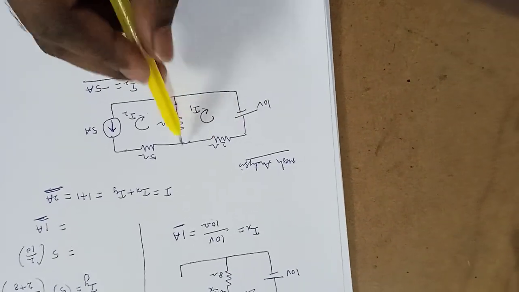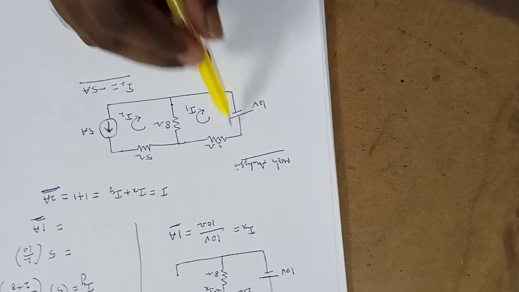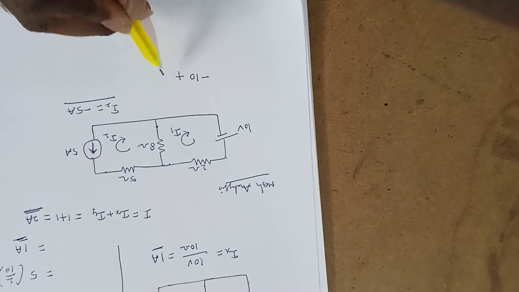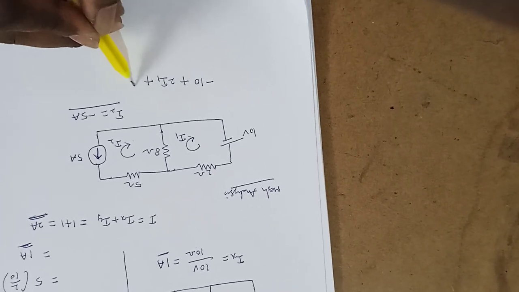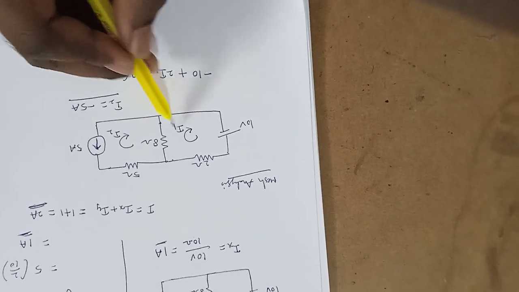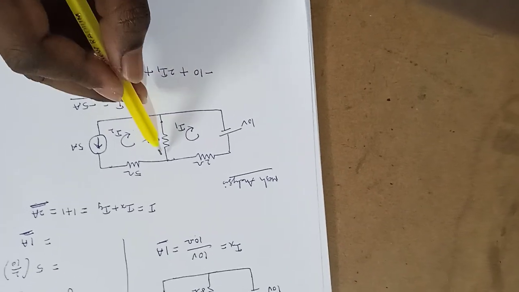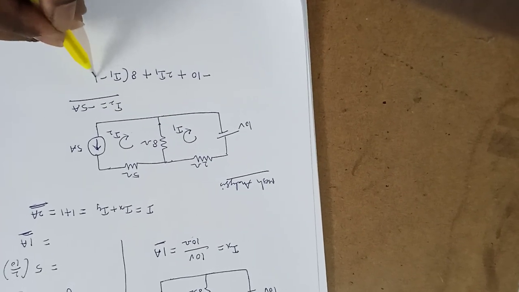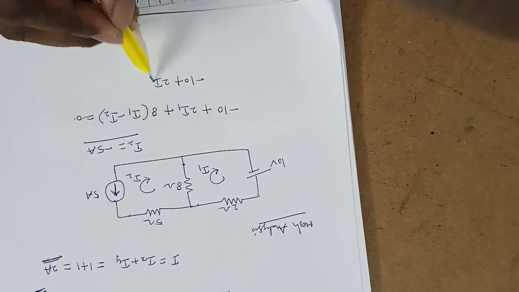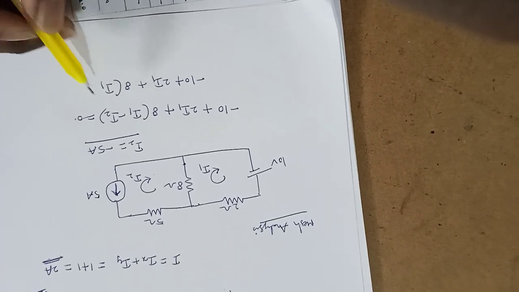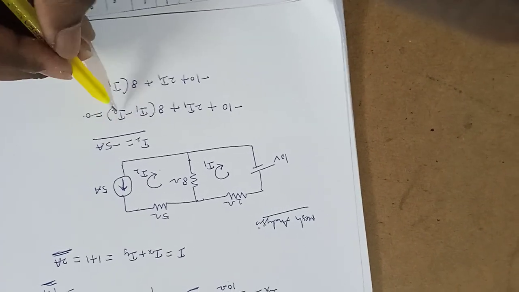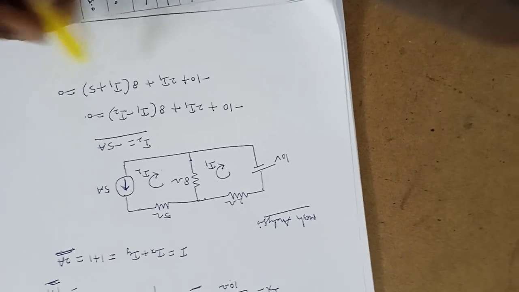Now apply KVL to the first loop. So minus 10, plus 2 into I1, plus 8 into, in this branch there are two currents flowing, so we are coming like this. I1 is coming in this direction, I2 is coming in this direction, so you have to put I1 minus I2 is equal to 0. So minus 10 plus 2 I1 plus 8 into I1, so I2 is minus 5 amperes, so you have to substitute that here. So plus 5, that is equal to 0.